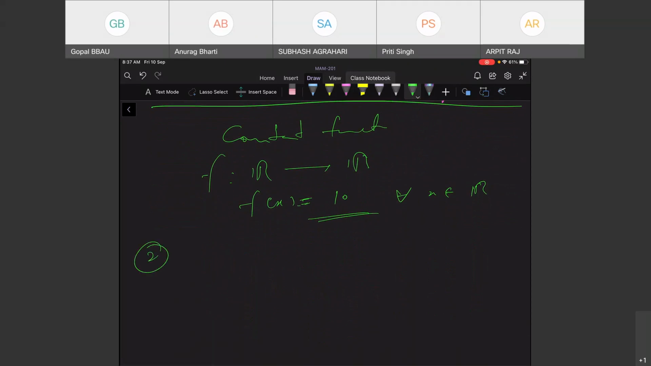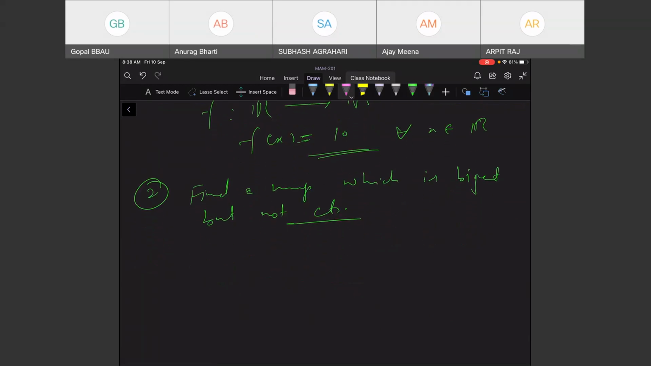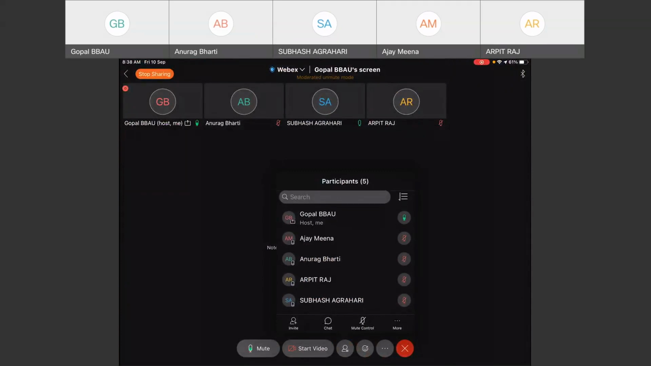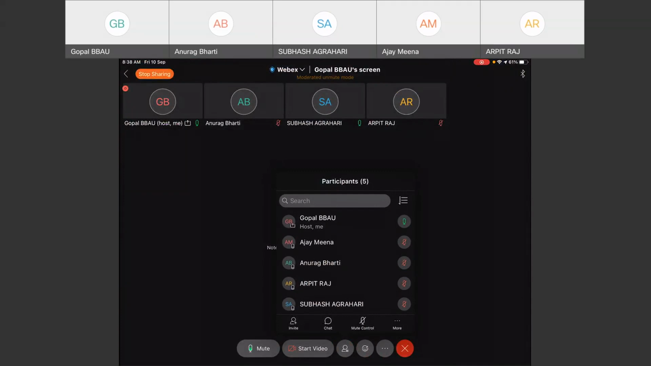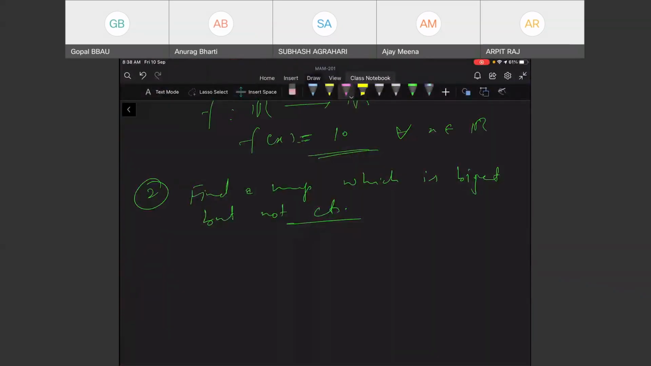So another example, second: find a map which is bijective, okay, but not continuous. Bijective but not continuous. So it will be one-one and onto, but it is not continuous. Can you give me such an example? Anurag, Arpit, Subhash, Preeti, can any of you give an example? Preeti has also gone; Ajay and Meena have newly come. Ajay, hello? Yes sir. Can you tell an example which is bijective and not continuous?